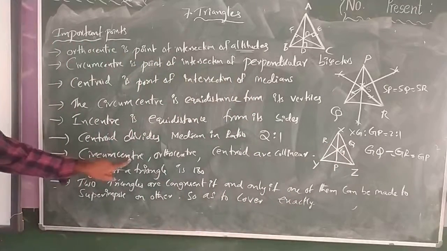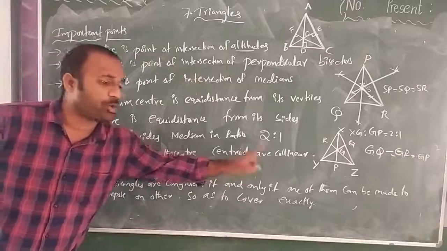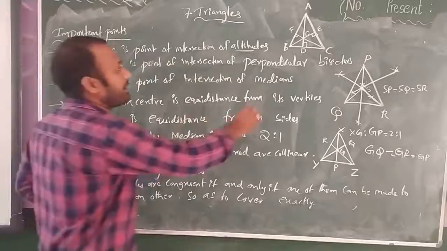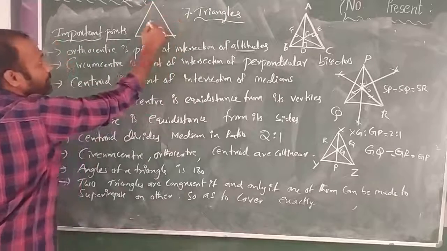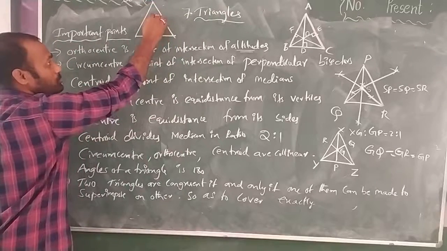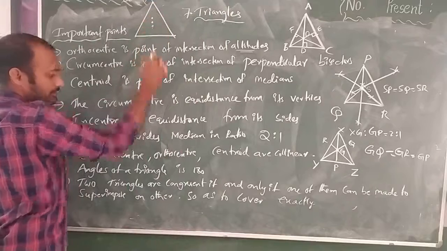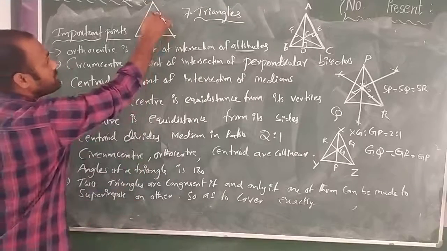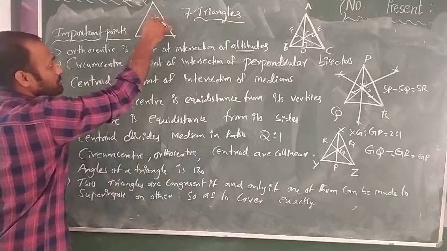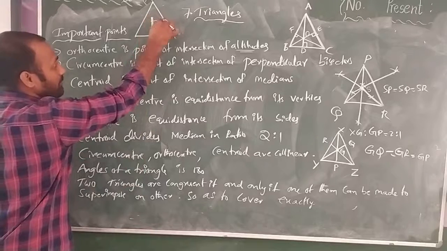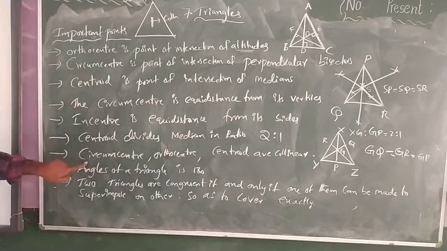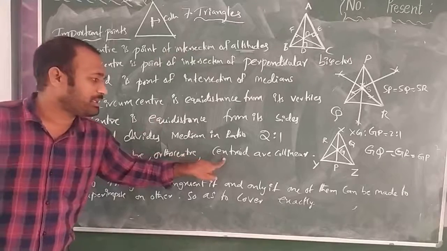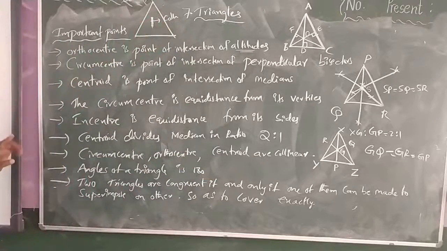Next point: the circumcenter, orthocenter and centroid are collinear. It means that in a triangle, if I draw the circumcenter, orthocenter and centroid, these three will be on the same line. If three points are on the same line, we are going to call those points collinear points. So in the question it is saying that the circumcenter, orthocenter and centroid are collinear.